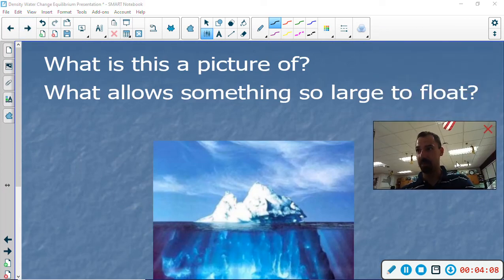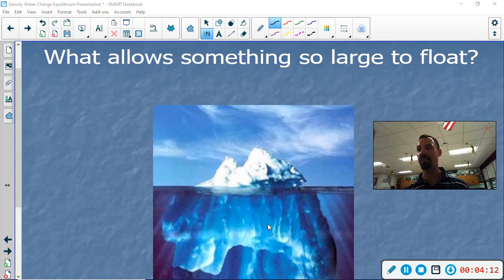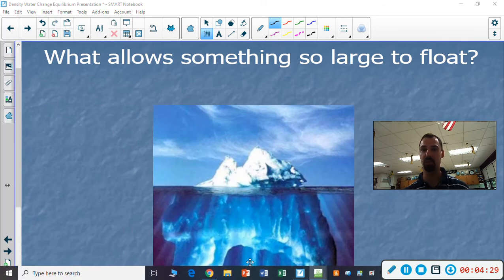Now, density also can be thought of with objects such as this. This is an iceberg. So this is a very large object, but it's still able to float. Why is it able to float? Well, just like we learned, it is less dense than water.